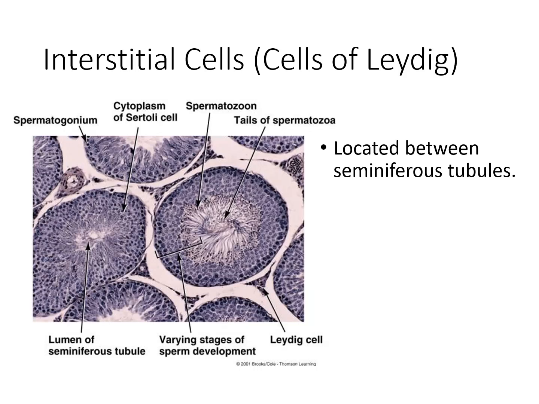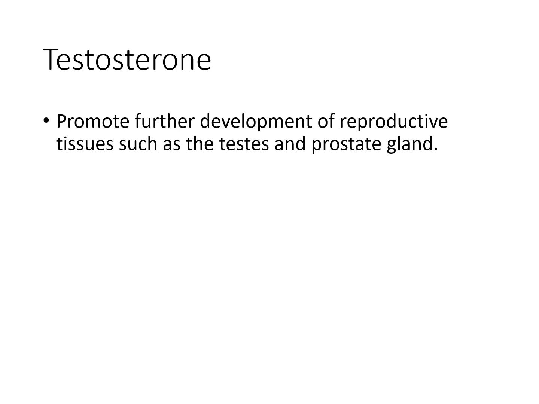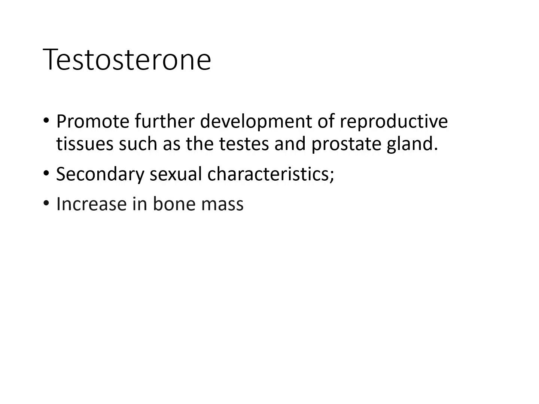And as we said, they're located between these cells of Leydig, between the individual seminiferous tubules. And they, under the influence of luteinizing hormone, also released from the anterior pituitary gland, will begin the synthesis of the male sex hormone testosterone. And testosterone will not only promote further development of the testes and things like the prostate gland, but it's also responsible for what we would refer to as secondary sexual characteristics.